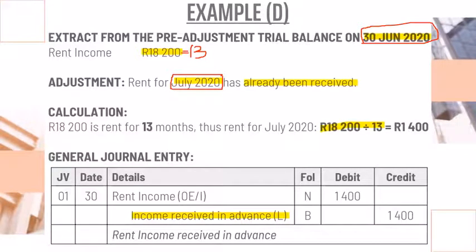And we debit rent income. Why do we debit rent income? Because we now want to decrease the income account. This 18,200 Rand is too much, because not all of it is for this year. Some of it is for next year. So we want to decrease it on the debit side by the 1,400 Rand. Then, super easy, your narration, you just say rent income received in advance.